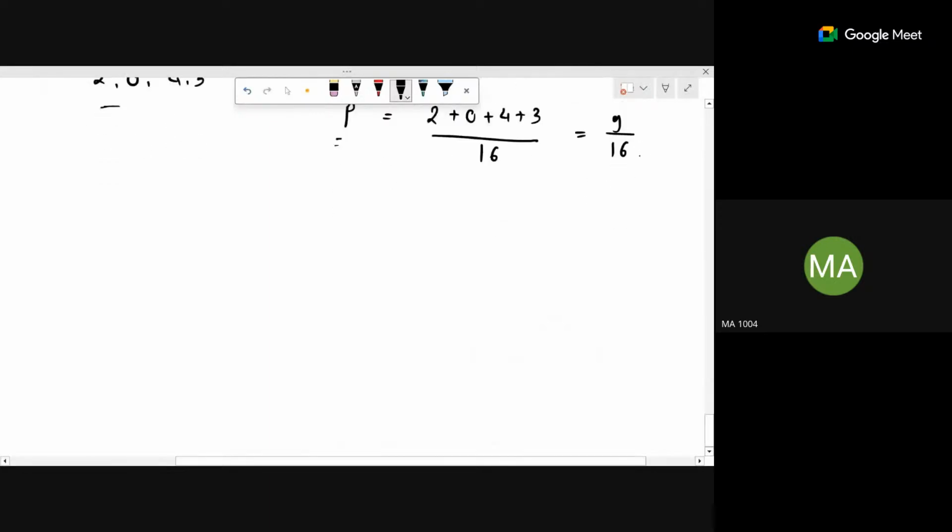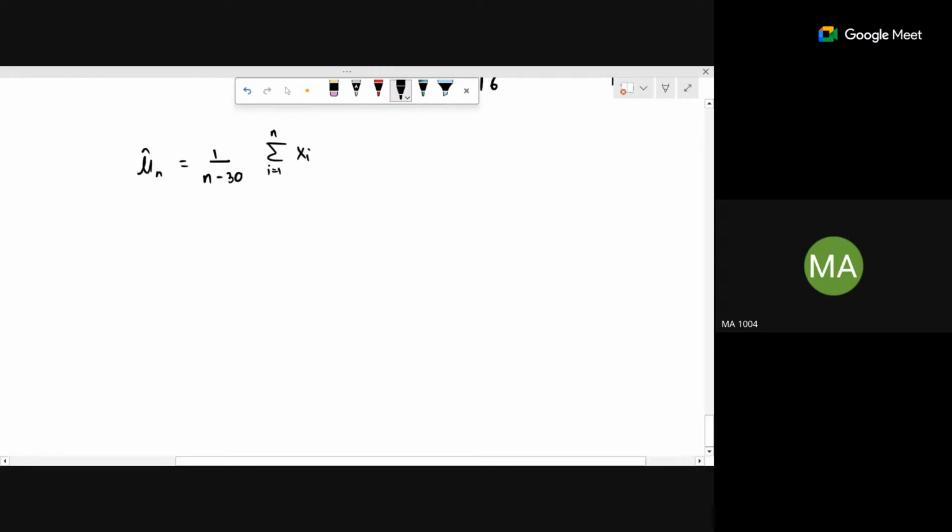The estimator for mu hat is given to us. Mu n hat is what? 1 upon n minus 30, summation of xi, i equal to 1 to n. Okay. So just calculate the expectation of mu n hat. If it is equal to mu, then is it biased or unbiased? What if we calculate the expectation of mu n hat and it ends up with mu? Then what will you predict there? Unbiased. This is unbiased.